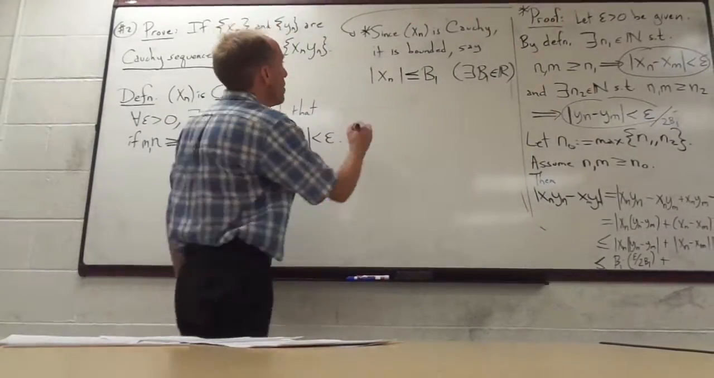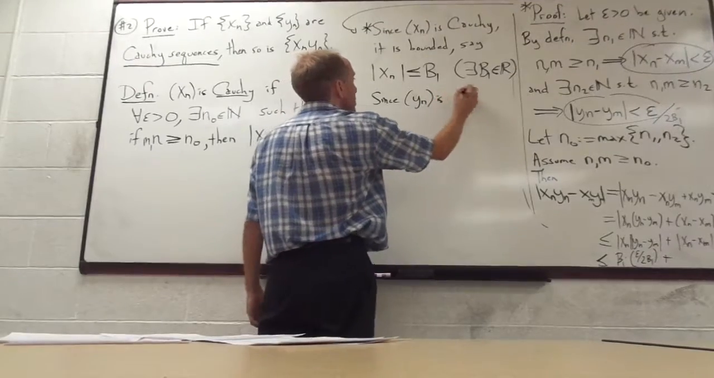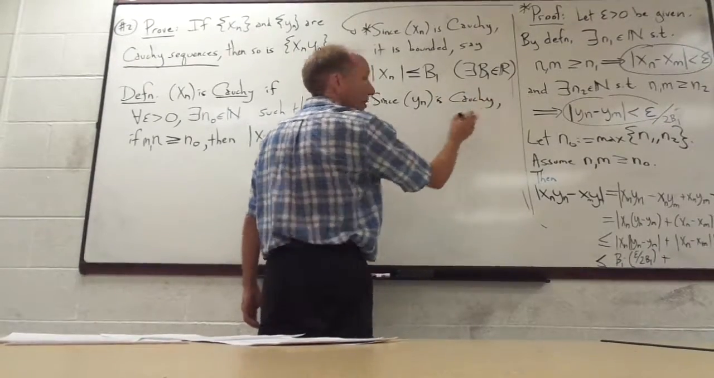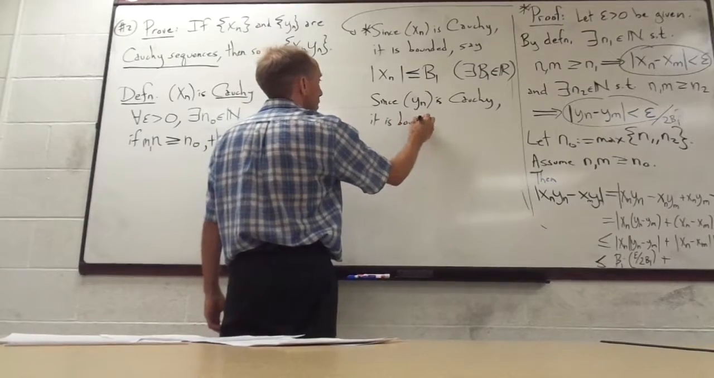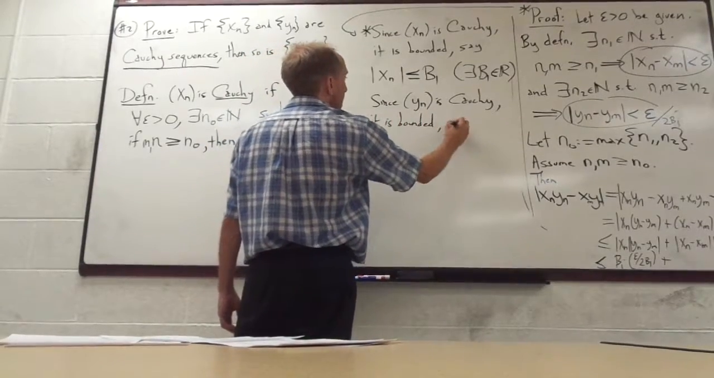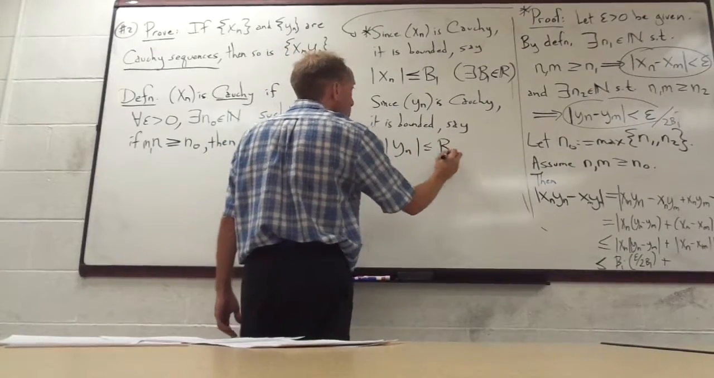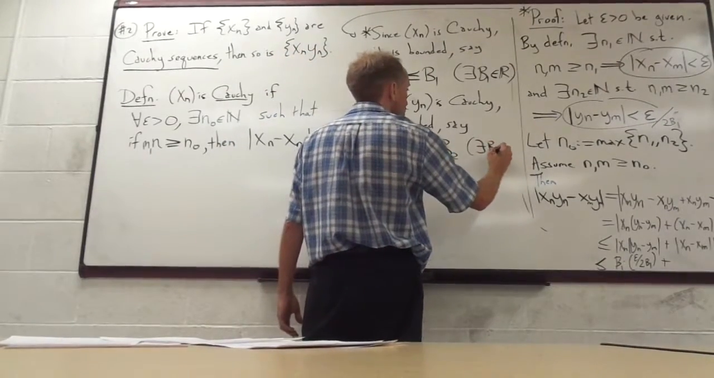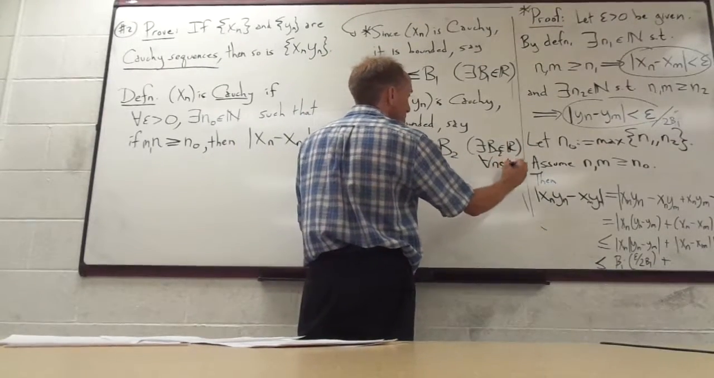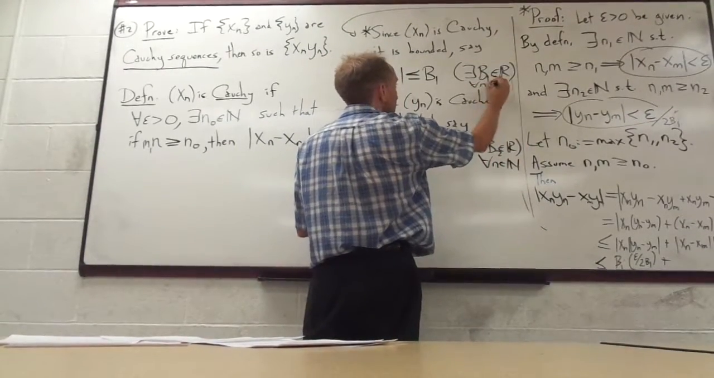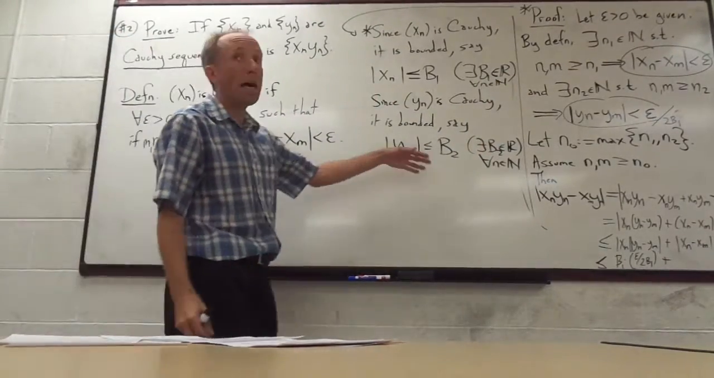Since yn, so you repeat it. Yeah, basically you just do the same thing again. Since yn is Cauchy, it is bounded. Say the absolute value of yn is less than or equal to b2 for some b2 in R. And when we say that, we're talking about for all natural numbers. I should have been clear about this. For every natural number, the absolute values of xn and yn are both bounded.